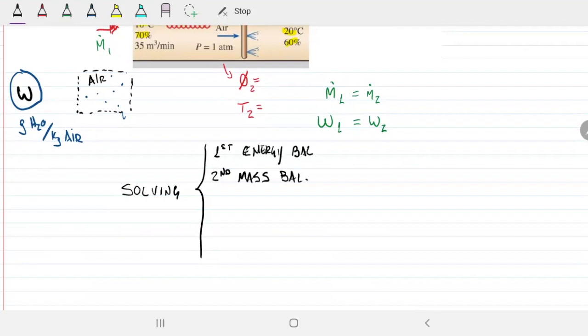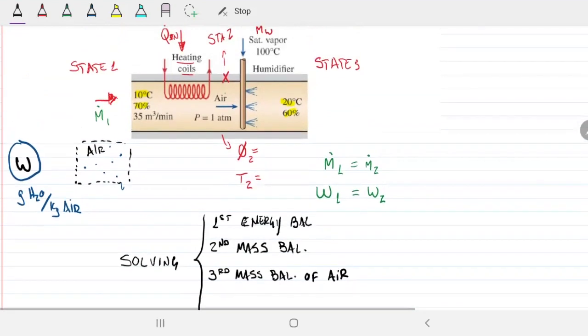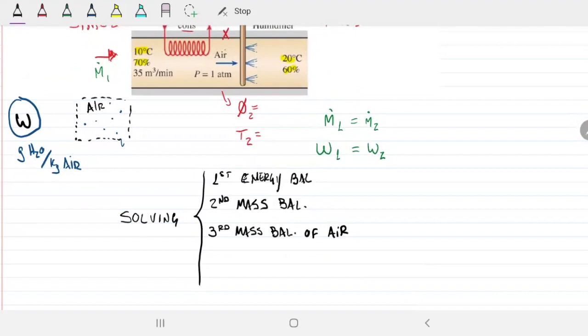But in this case, since we have two things combined, air and water, not really substances, you can also do the mass balance of air. That is only of air, right? Because, for instance, when I'm going from state 2 to 3, I'm not adding any more air, I'm just adding more water. So the amount of air on the outside, the mass flow of air here, has to be the same as this one, because I didn't add any air, just water.